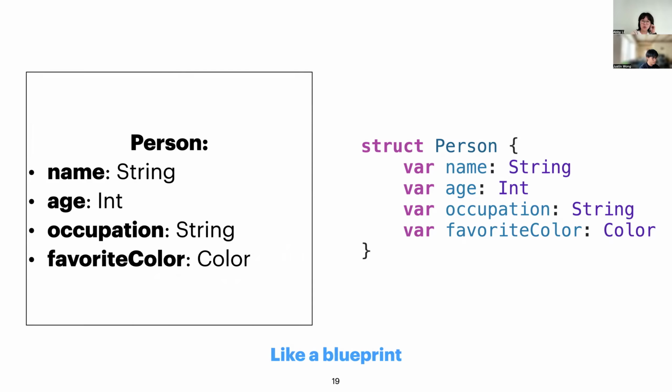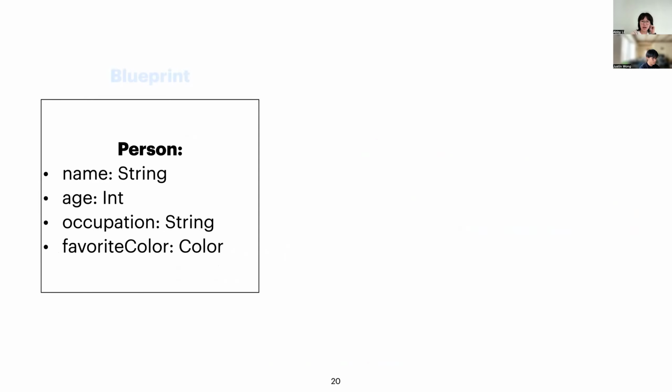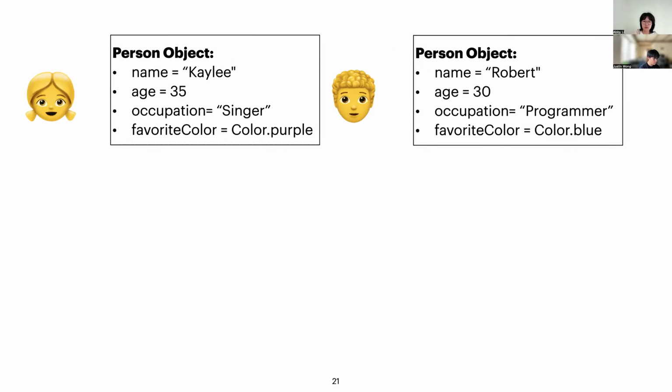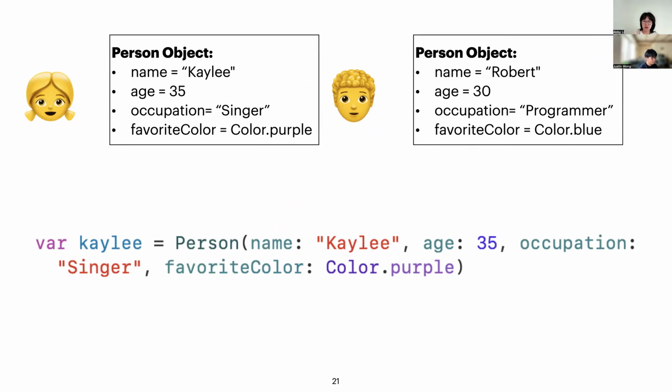So once we have the blueprint, we can instantiate a real object from it. That means making concrete people like Kaylee and Robert, each with their own values, same structure, different data. So these are instances or objects of the person type.